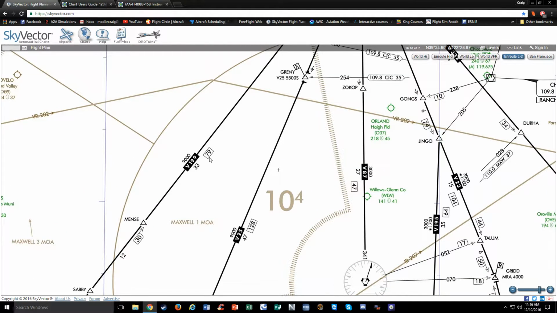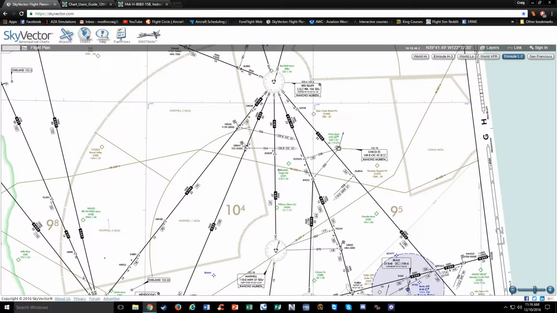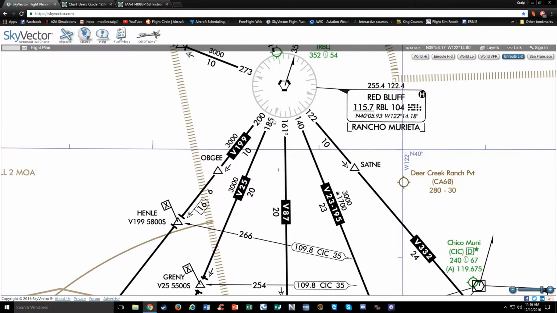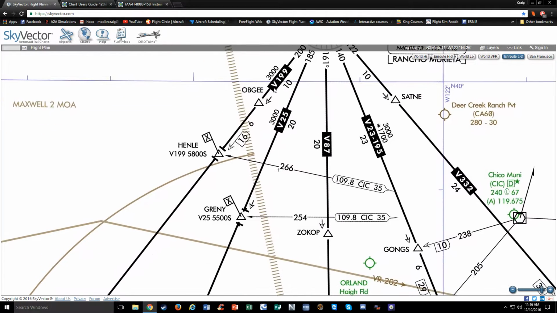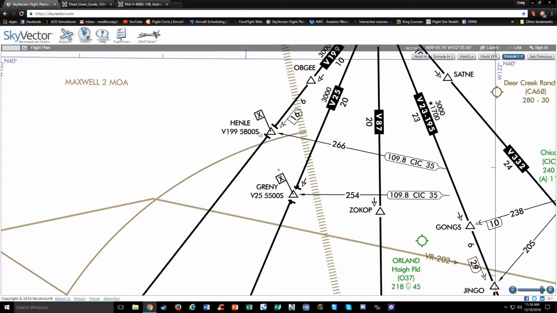And now a new symbol right up here, the 79 in the box, that is the total distance between Mendocino VORTAC and the Red Bluff VORTAC. And then now you see these numbers coming the opposite direction out of the Red Bluff VORTAC. So we got 10 miles to Obg, and we got 6 miles to Henley, and 16 miles from Red Bluff to Henley.